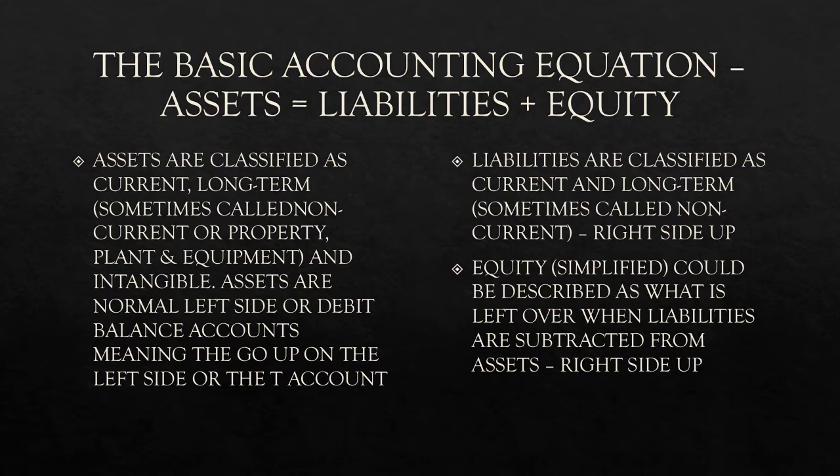Now, on the other side, of course, we have liabilities and equity. Liabilities can be classified as current, long-term, and sometimes those are called non-current as well. Those are right side entries. In other words, they go up on the right and down on the left. So if I incur a liability, it goes up on the right. If I pay a liability, it goes down on the left.